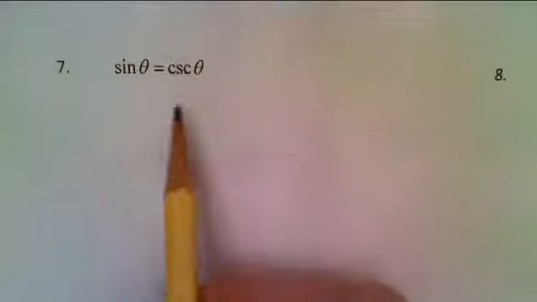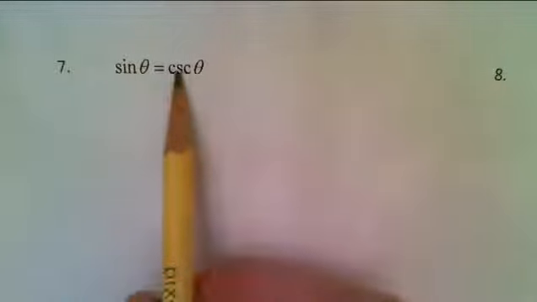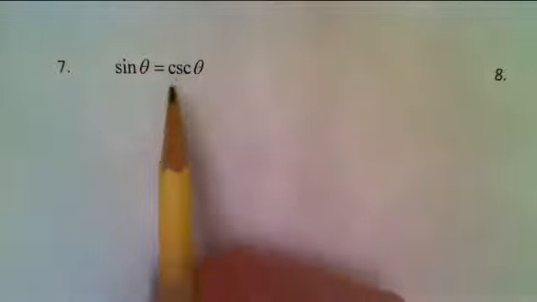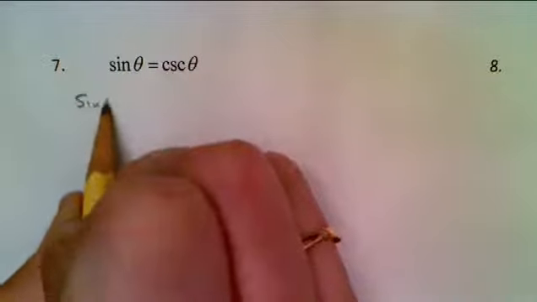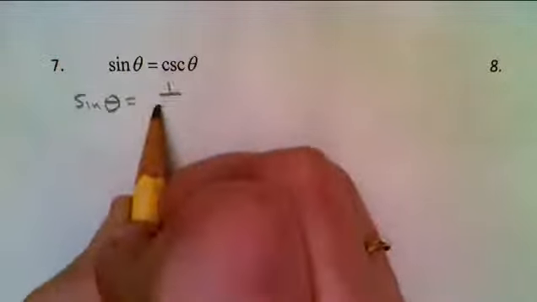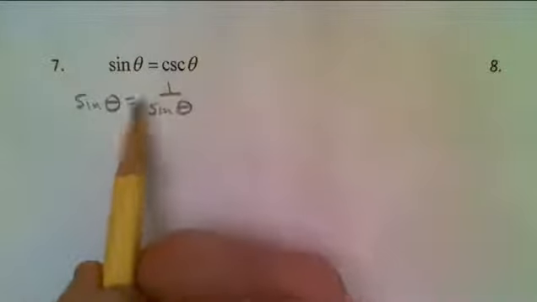Okay, this back page is a little bit tougher. We'll talk about each one and what we need to look at. So when I see this one, I see two different trig functions, but I can put cosecant in terms of sine. So I would write this as the sine of theta equals 1 over the sine of theta. So it's kind of like having x equals 1 over x. How am I going to solve for x?